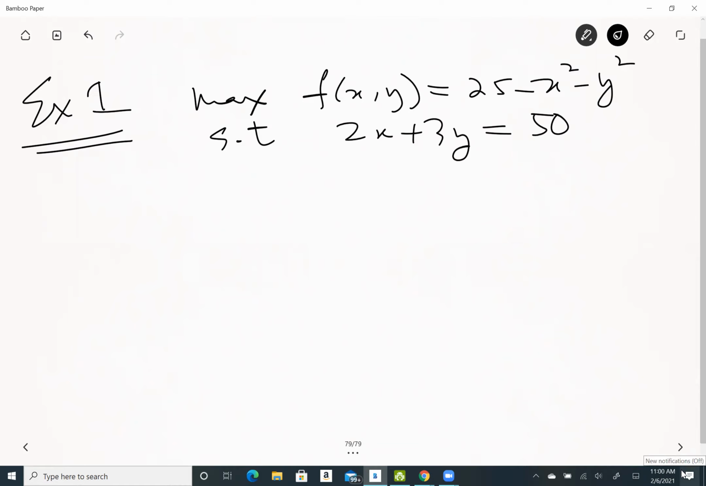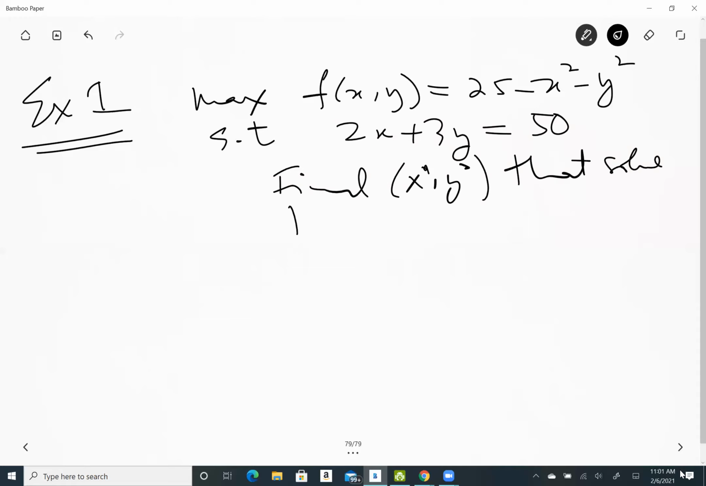So now how do you solve it? I want to maximize. In other words, I want to find x star, y star that solves the problem here.